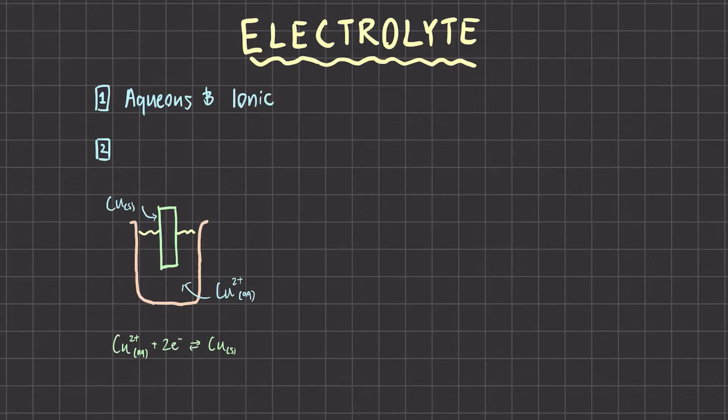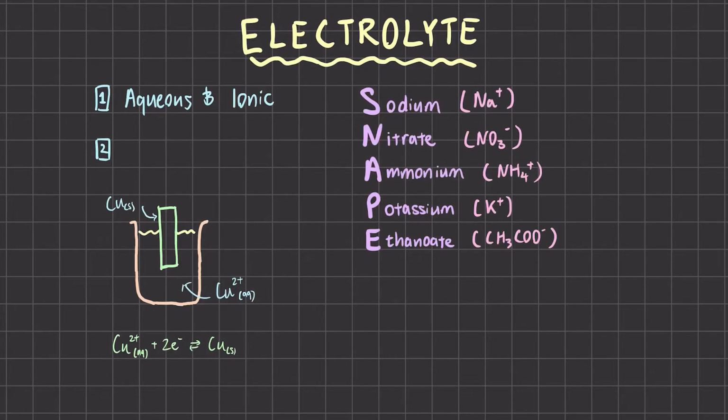And this is important because we need the ions to move freely around in the solution to conduct electricity, which is the function of the electrolyte. Now, a good rule to help us determine whether a substance will be soluble or not is something called the SNAP rule, which basically states that any ionic compounds that contain sodium, nitrate, ammonium, potassium, or ethanoate, then the entire ionic compound will be soluble.